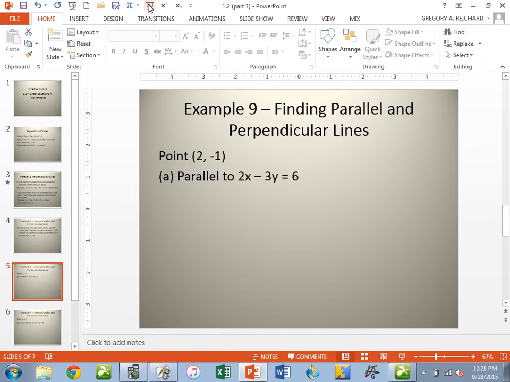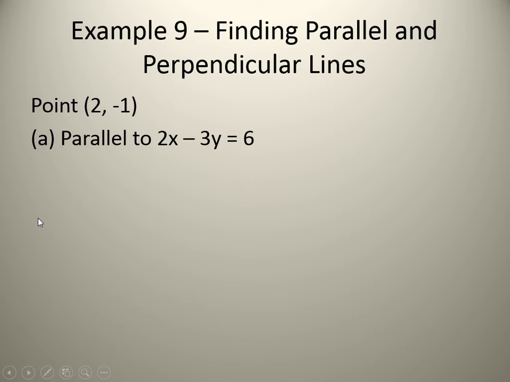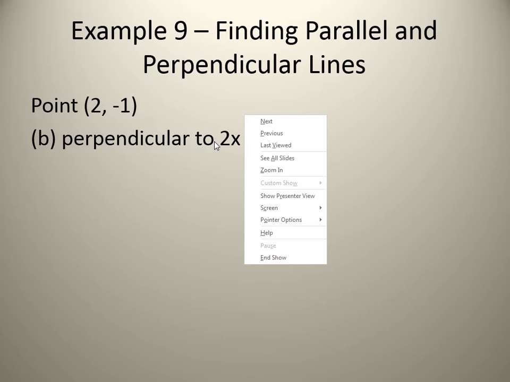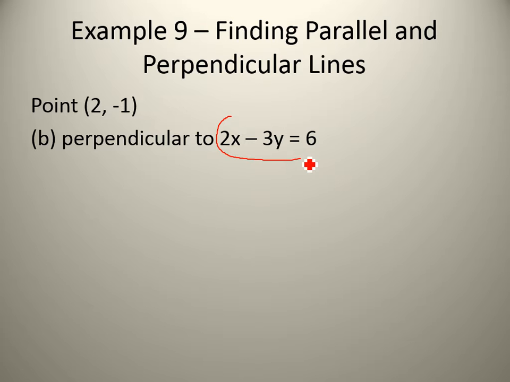That's the parallel part of this. What about the perpendicular part? So I got the same point, I got the same equation, but I'm looking for the equation of a line that is now perpendicular to this original line. So remember, we talked about this line in slope-intercept form, and that would be y equals -2 plus 2/3 x.